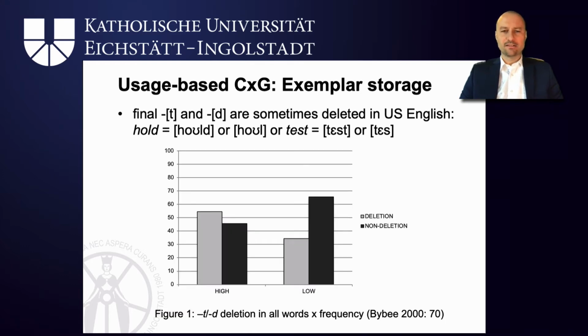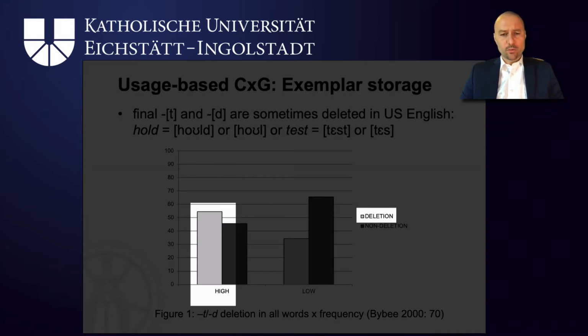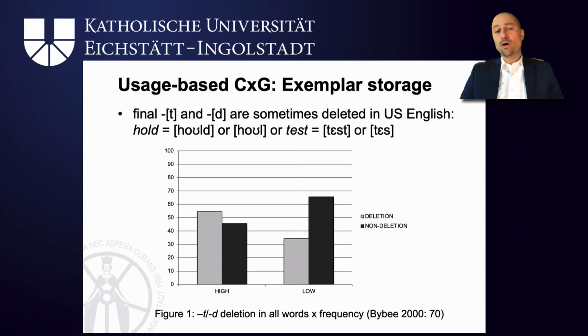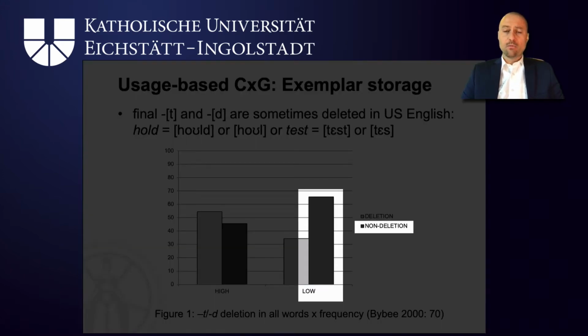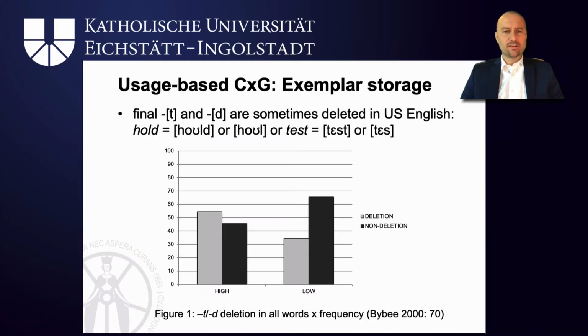Let's look at her results. In figure 1, you see the final t and d deletion in all words, taking into account the frequency of words. And as you can see, if the words had a high frequency, they were much more likely to show deletion, whereas the ones in the low frequency bin were much more likely to show non-deletion. Now, how could this be?